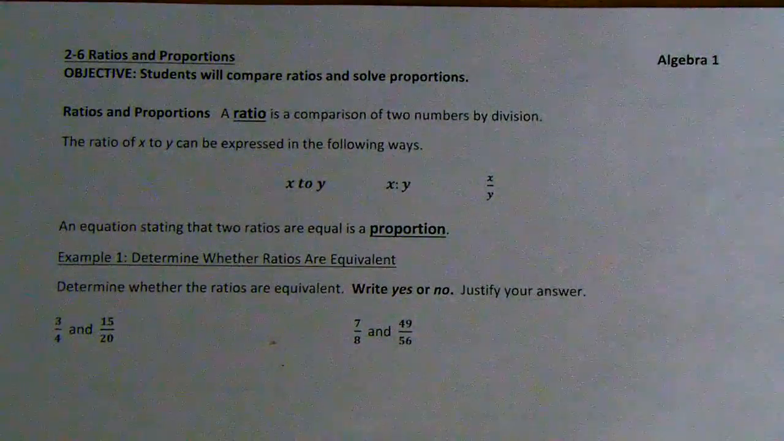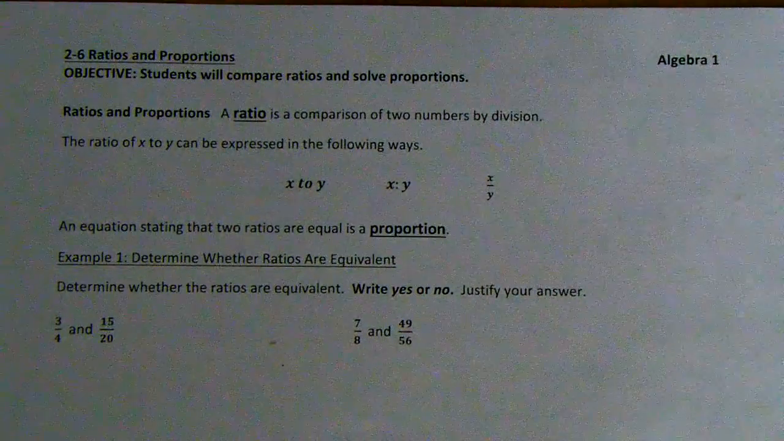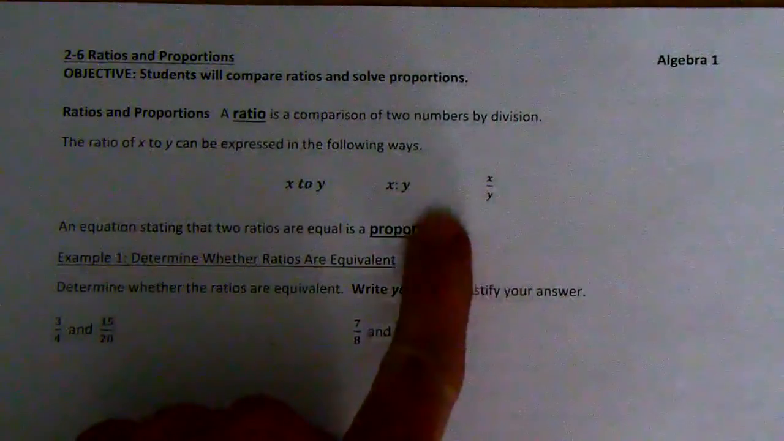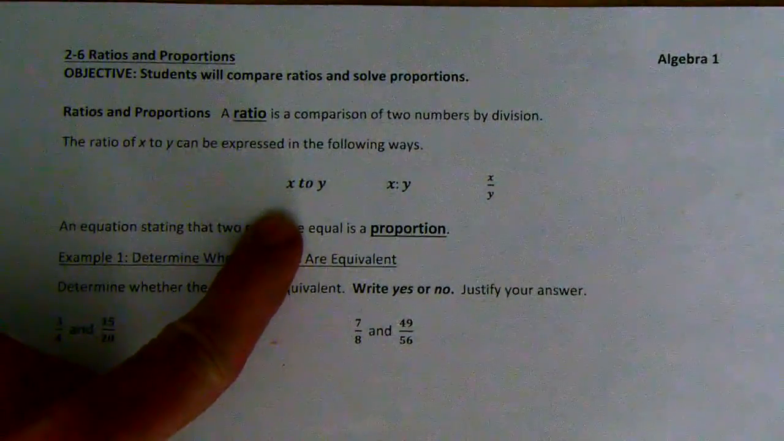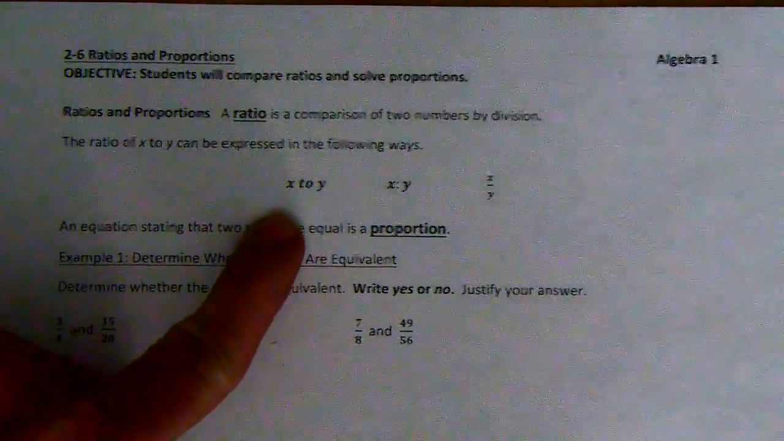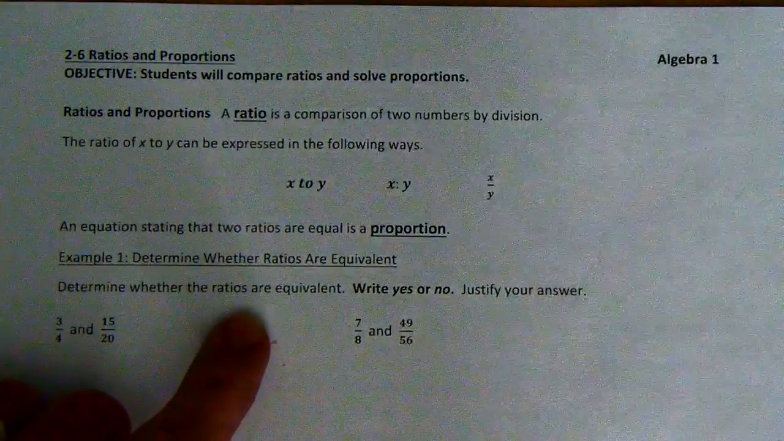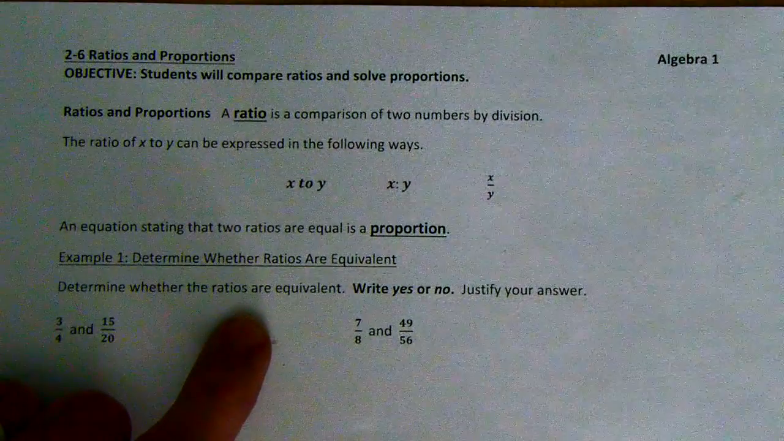Okay, so a ratio is a comparison of two numbers by division. You can show that as a fraction bar like they do right here. You can show it with a colon separating the two numbers. You can actually write x to y using the word "to." If we have two ratios that we know are equal, it creates a proportion.